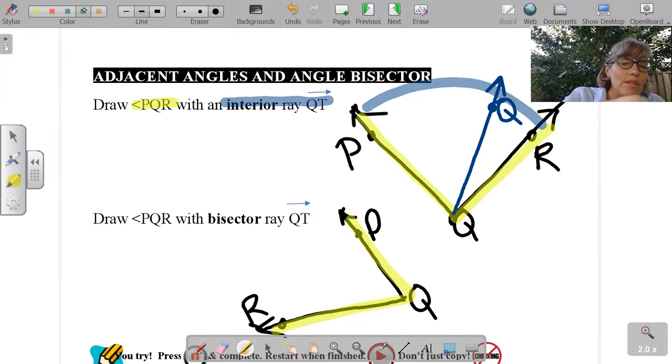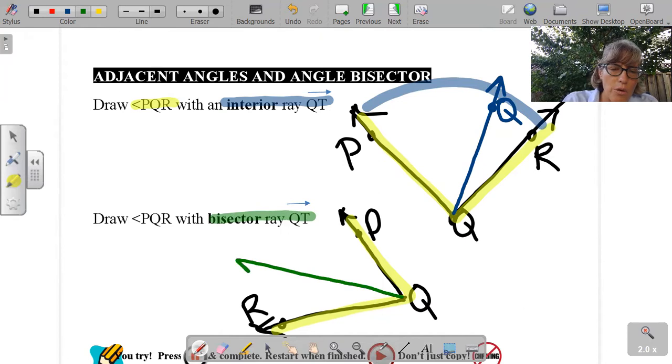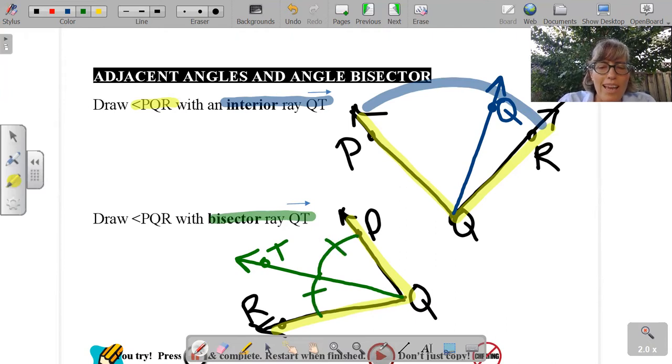This is a bisector. Bisector means to cut right through the middle. So the bisector is going to go right through the middle, QT. And if it's a bisector, you have to have sweep, hatch, sweep, hatch. This is a bisector.